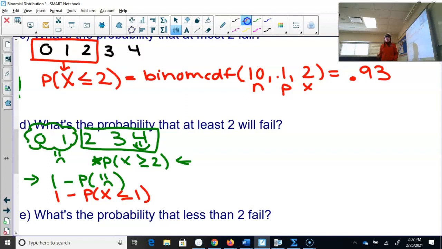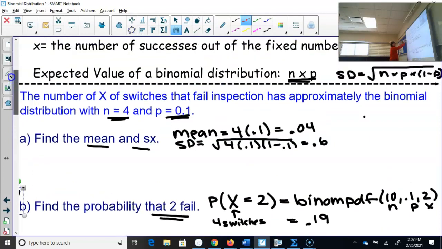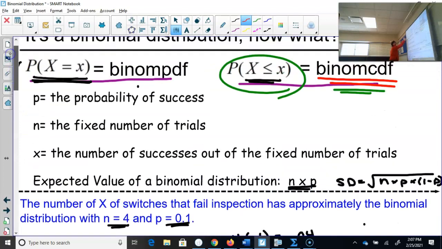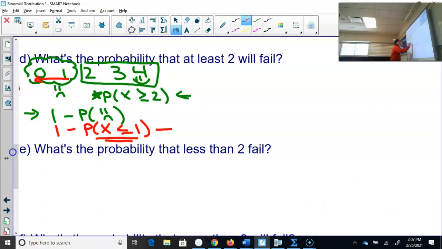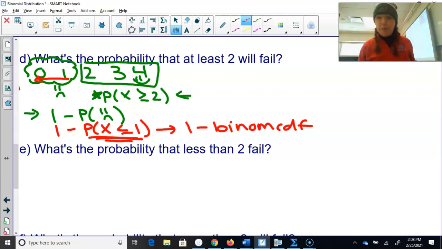How did I know 1? Because 1 was the highest number that I don't want, and I don't want anything less than that. Okay? Now what I have is something that's set up to a less than or equal to, which will match what I have up here. I want a less than or equal to in order to use my calculator. So I'm going to say, okay, well then this is a 1 minus a binomial CDF, because this part I can use a CDF right now. So let's go to our calculator and let's do that.